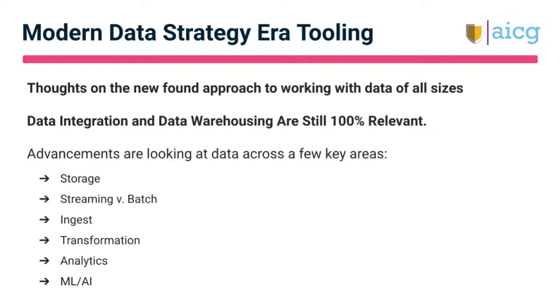So when we think about this modern data strategy era and the tooling that goes behind it, just like data integration and data warehousing are still 100% relevant, we need to look across a few different areas. And so we're just highlighting a few of those for us today. So that's storage. Traditionally, that's object storage. So we know that Amazon S3 has really been the team that started a lot of that conversation. And again, pretty much every vendor, Oracle included, has some type of object or blob storage. We're talking about storage. Again, this could be database storage, but we're using this in reflection of object storage.